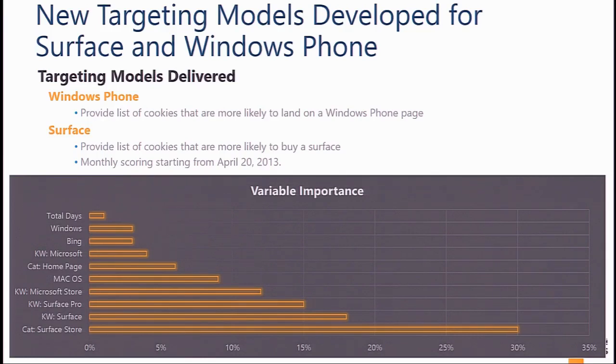But we found some really interesting ones, like Mac OS, right? It turns out that customers who actually visited Microsoft.com pages using Mac OS devices were actually more likely to buy Surface, right? But it takes a lot of time to actually get to this stage, to go from 600 variables down to 10 to 30, right? That's a critical part of the analysis.